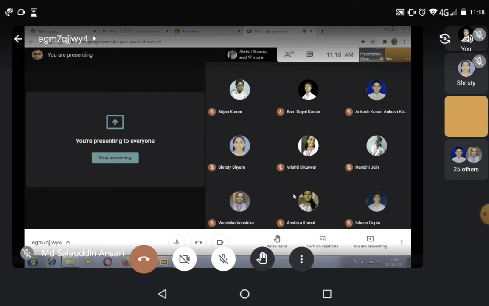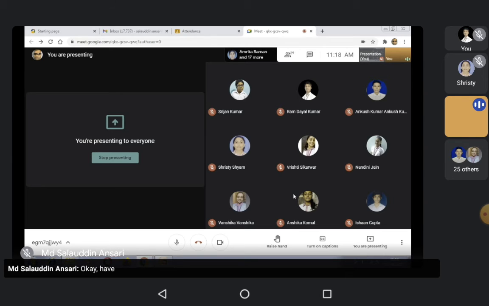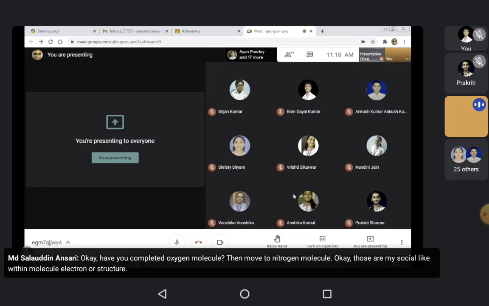2 will be the right answer. Okay, have you completed the oxygen molecule? Now move to the nitrogen molecule. Okay, go to nitrogen also. Nitrogen molecule, electron dot structure.